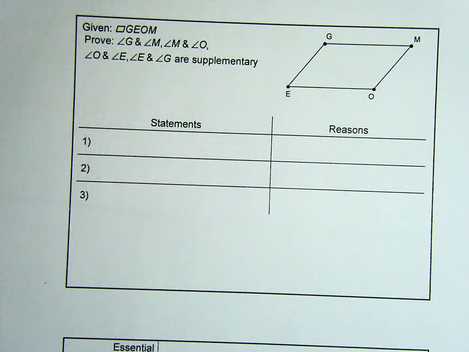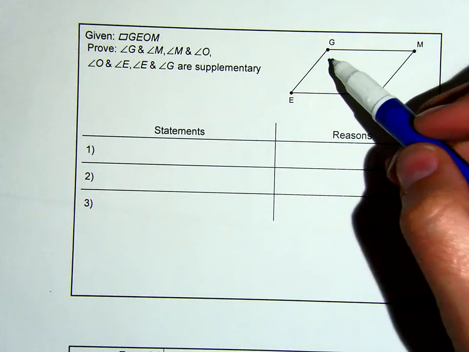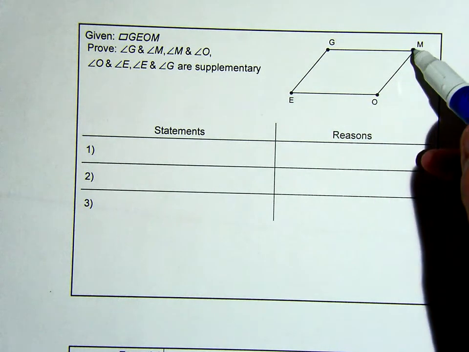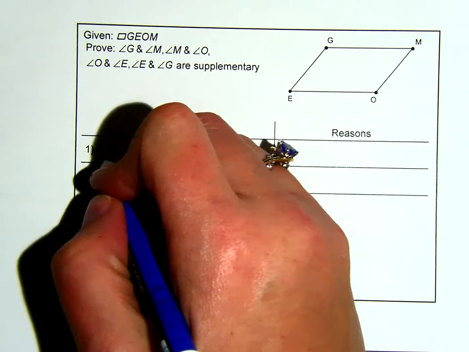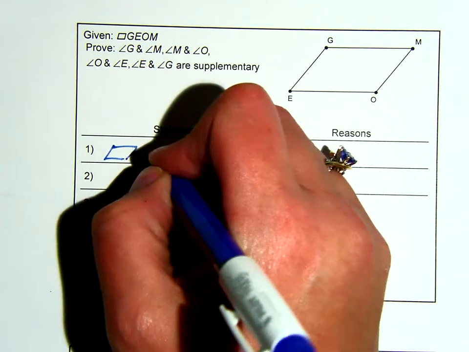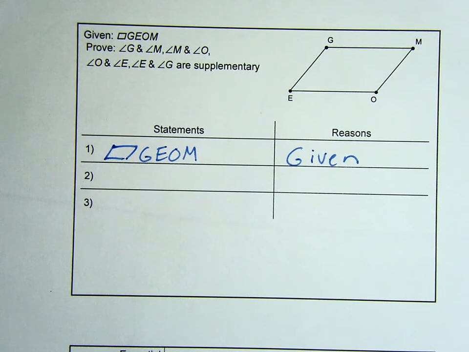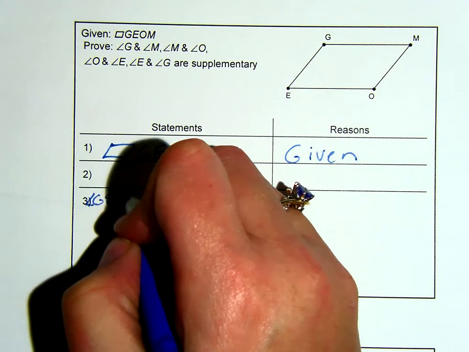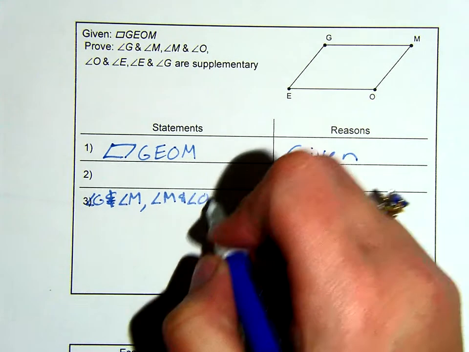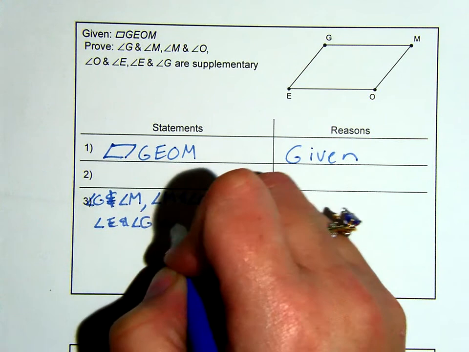For some practice with proofs, we have parallelogram GEOM. We want to prove that angle G and angle M, angle M and angle O, angle O and angle E, and angle E and angle G are all supplementary. So all that we get to start with is knowing that we have parallelogram GEOM. We want to prove that angle G and angle M and angle O and angle E and angle G are supplementary.